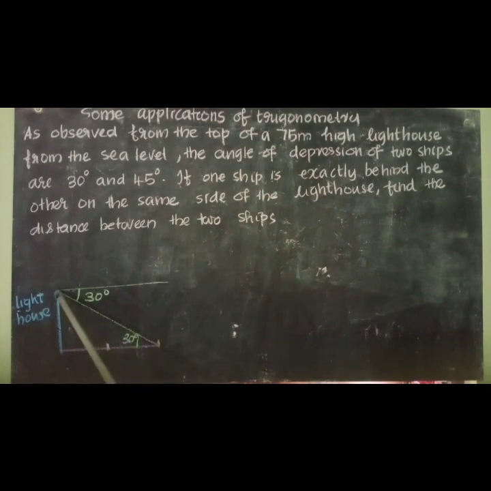Then from the same point, he is looking at the other ship at an angle of depression of 45 degree. Let us draw it. So I have marked the second angle also. This is our horizontal line and this one is the line of sight. This is the angle of depression 45 degree. Here also we can mark the angle of elevation 45 degree. Now let us give a name for the points. So I have marked here A, here B, here C, here D.